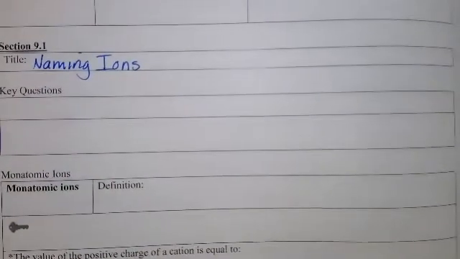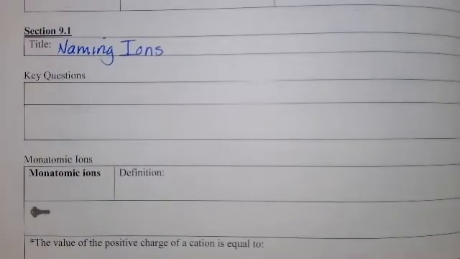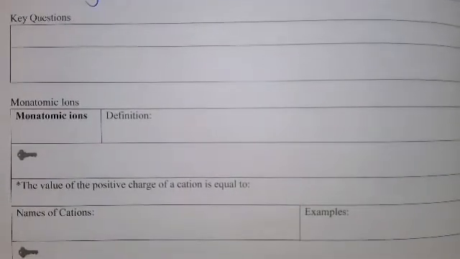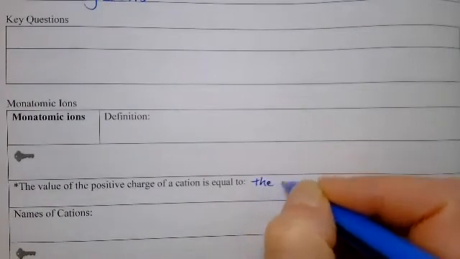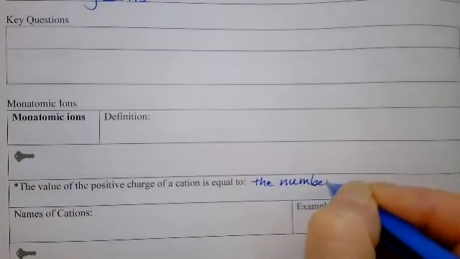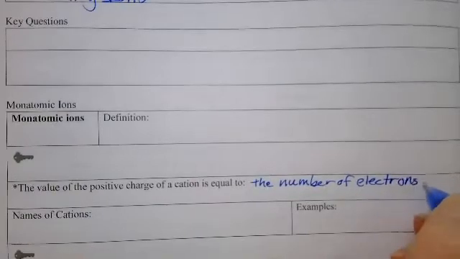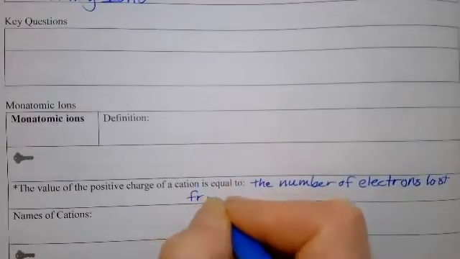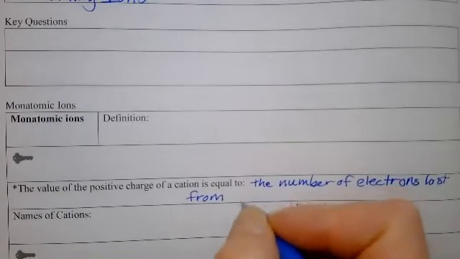And just as a reminder, monatomic ions are those single atoms that either have a positive or a negative charge. And for your class notes, if you're determining the positive charge of a cation, it is equal to the number of electrons lost from the atom. So if you lose 2 electrons, then the positive charge that you're going to have is 2 plus.